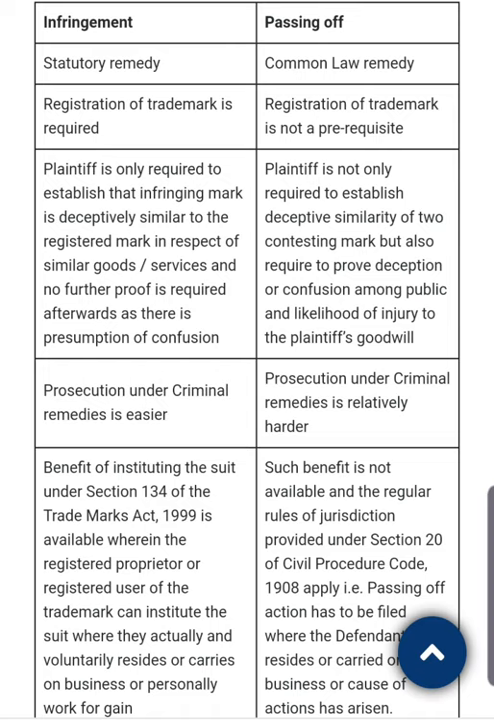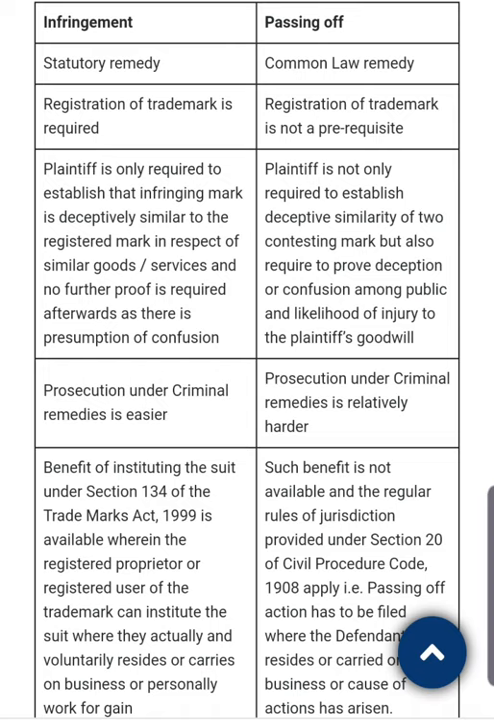But such benefit is not available in case of passing off, because in passing off there is nothing given in the Trademarks Act, and the normal rule of CPC relating to the place of suing, the place of institution of suits will apply, where in CPC it is expressly written that where the defendant resides or carries on business or where the cause of action has arisen, the case will be instituted in that place. So this benefit is also not available in case of passing off.